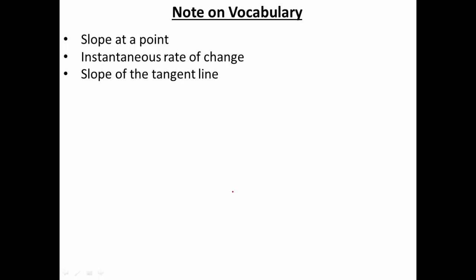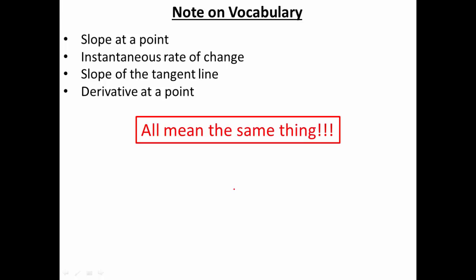Quick note on vocabulary. When I say slope at a point, when I say instantaneous rate of change, when I say slope of the tangent line, when I say derivative at a point, they all mean the same thing. These are all fancy ways of saying slope. Slope at the point, derivative at the point, instantaneous rate of change at a point, slope of the tangent line. These all mean the same thing. I'm all asking for the same thing.